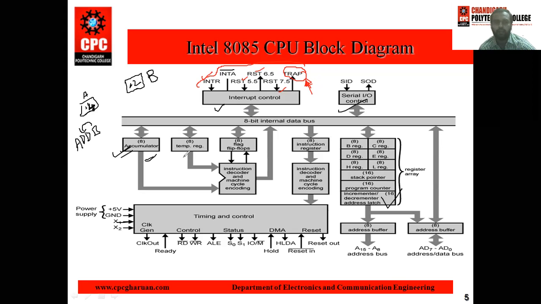Next is the temporary register. We are not able to use this register. The microprocessor can use it if it wants to store any data at a particular time. Next is the flag flip-flop. There are 5 types of flags: sign flag, zero flag, auxiliary carry flag, carry flag, and parity flag. In the next slide, we will discuss them.